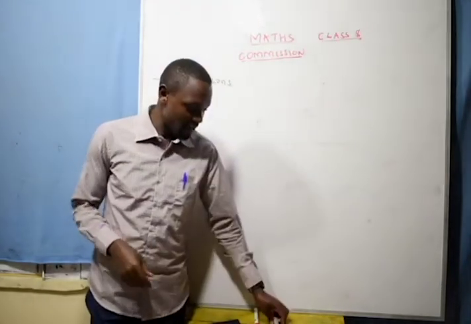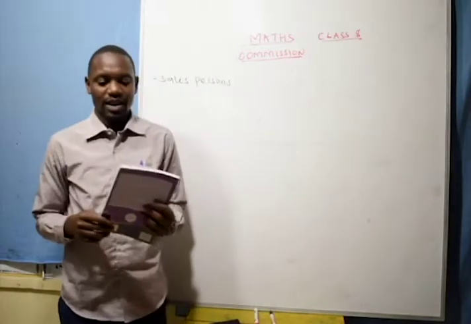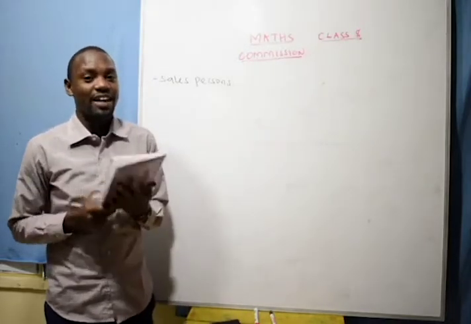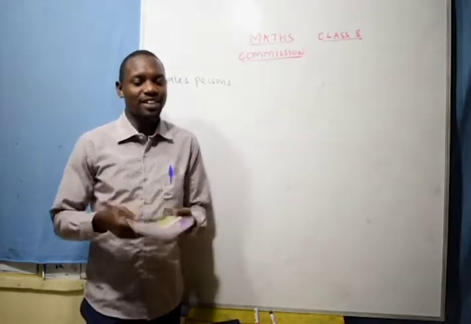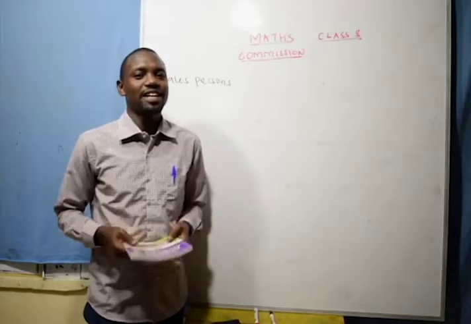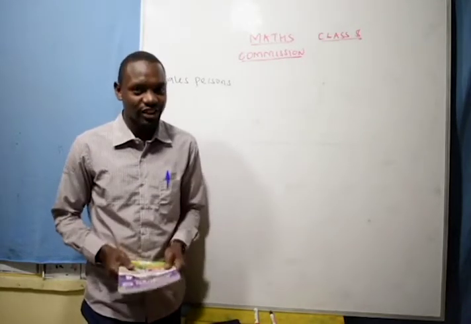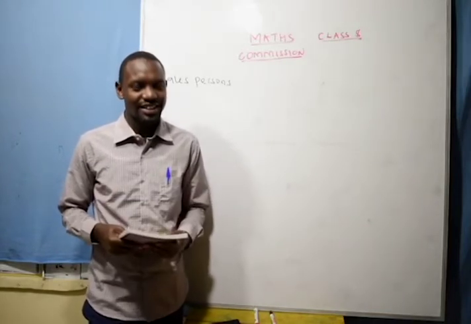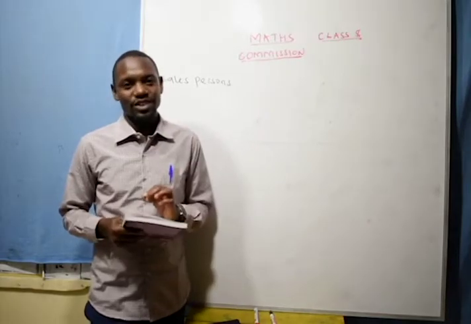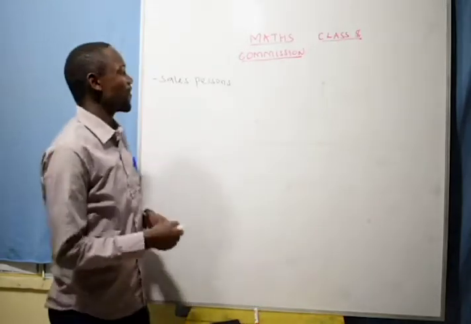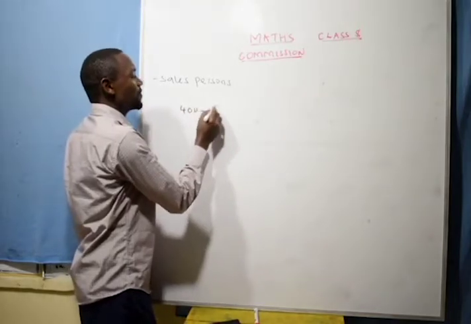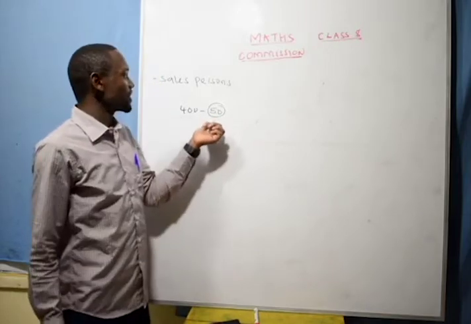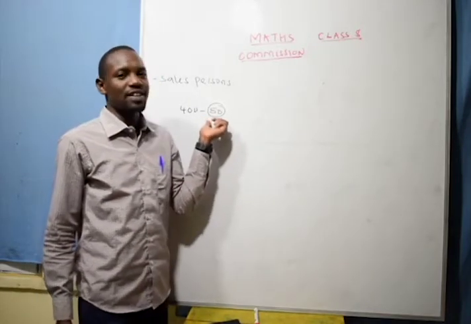For example, if I want to sell this book, this book is worth 399 shillings. Let's say 400 shillings. So I tell you, go and sell this book, and once you sell the book, I'll give you 50 shillings. That is part of what you've sold. So if you go and bring me 400 shillings for the book, I'll give you 50 shillings. These 50 shillings is what we call the commission. Commission is the amount of money that is given to the salesperson.